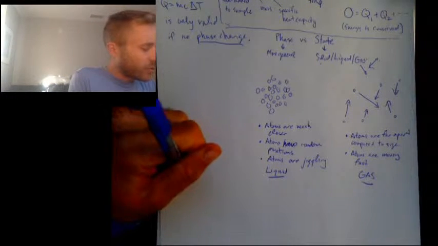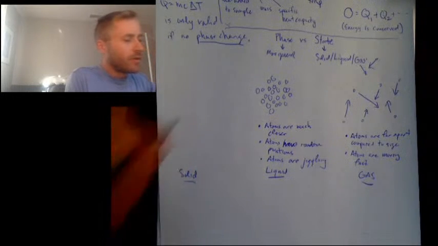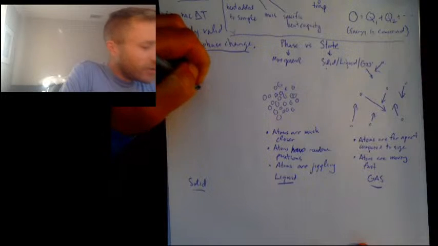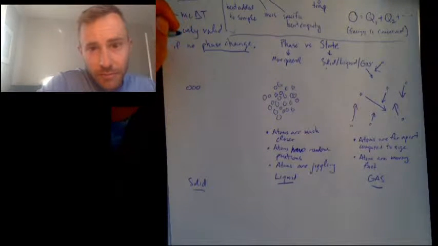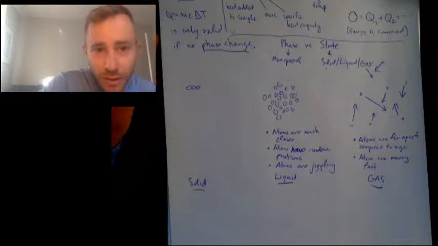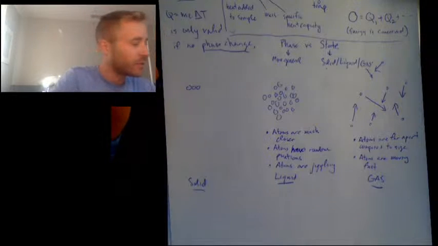If we look at a solid, the atoms are not that much closer together than in a liquid. And actually, in some special cases the solid is less dense. For example, with water, the solid is less dense than the liquid.